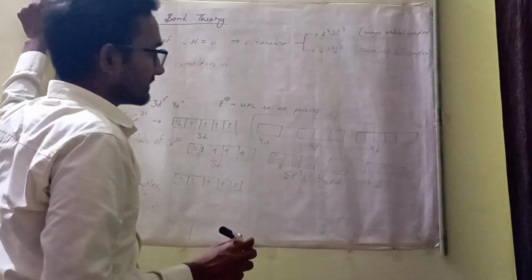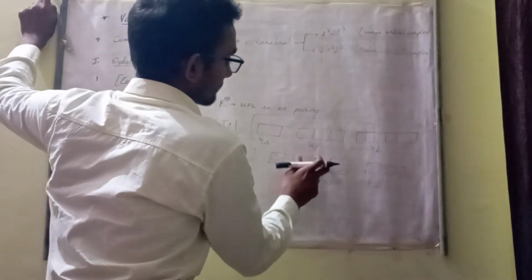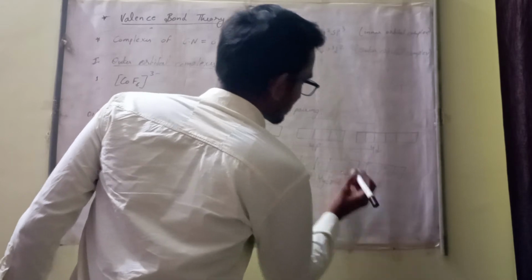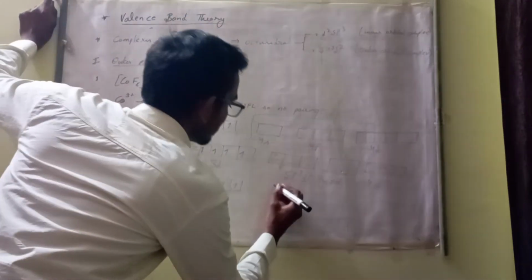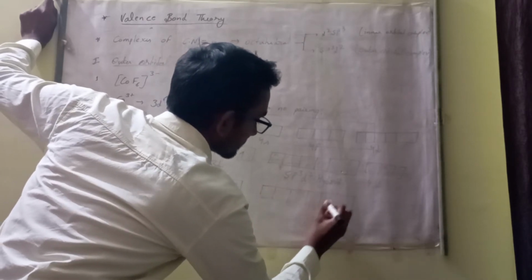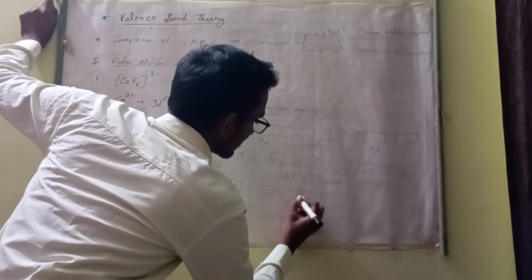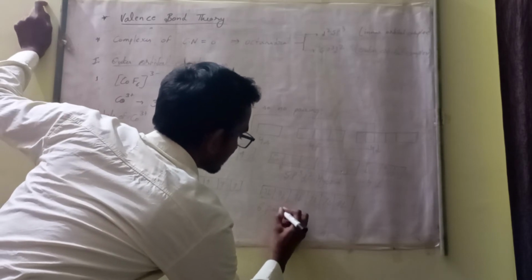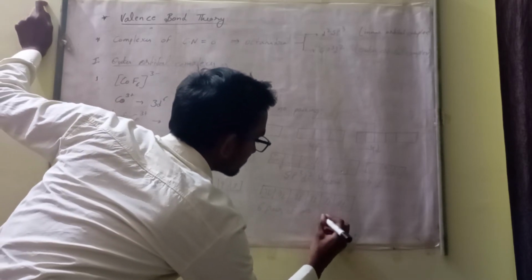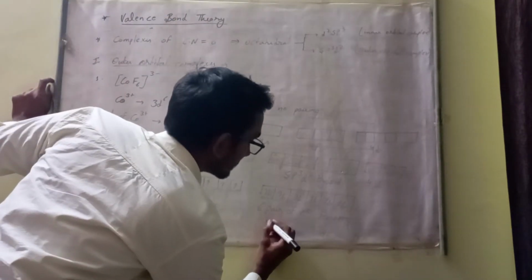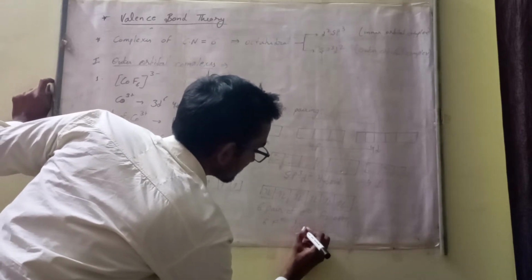Hybrid orbitals, 6 pairs of electrons, 1 2 3 4 5 6, okay, 6 pairs of electrons, 1, 2, 3, 4, 5, 6, 7, 8, 9, 10, 11, 12. 6 pairs of electrons from 6 F minus ligands. Okay.